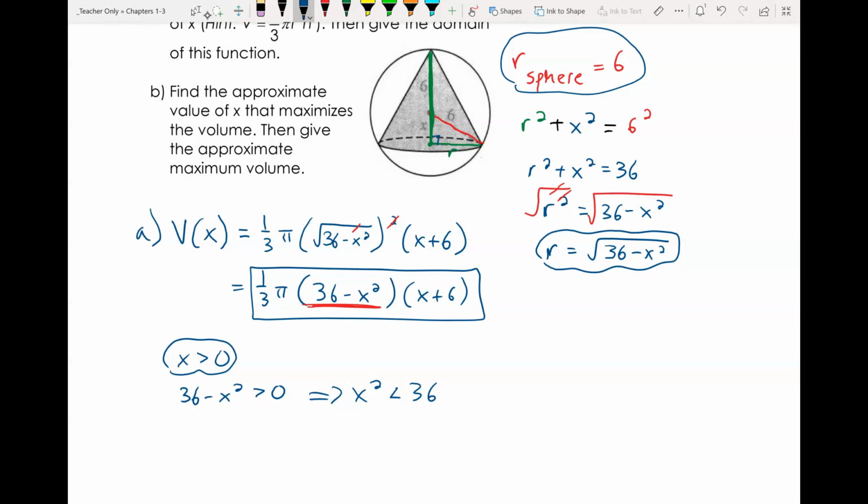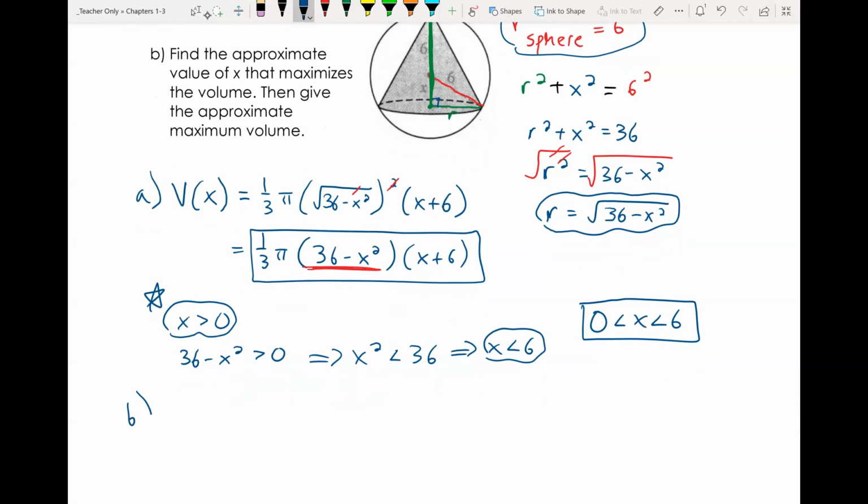If I want x squared to be less than 36, I want to pick values of x that are less than 6 in absolute value, right? 6 squared is 36. Anything bigger than 6 that I plug in for x is going to be greater than 36. Same thing for anything less than negative 6. So technically I want values of x between negative 6 and positive 6, but because x can't be negative, I'm just going to say x has to be less than 6. So we thought about it using our number sense a little bit. So our domain would be 0 less than x less than 6.